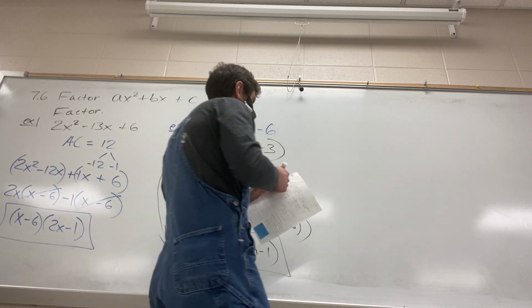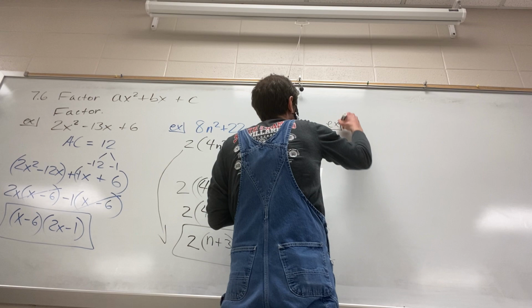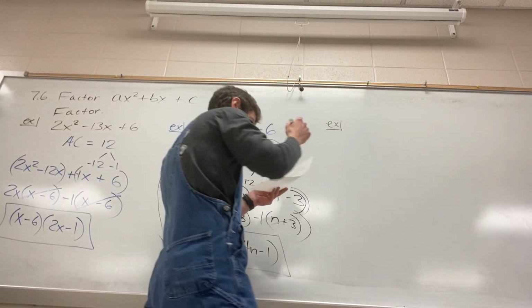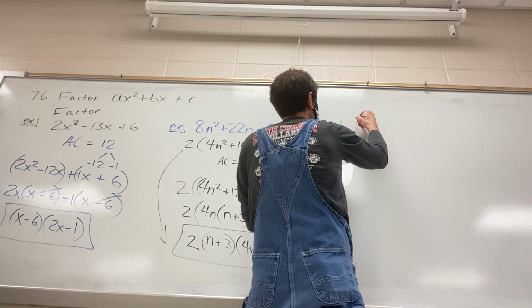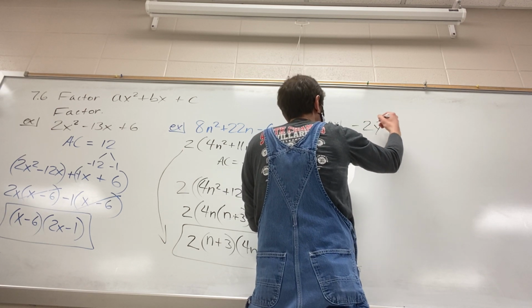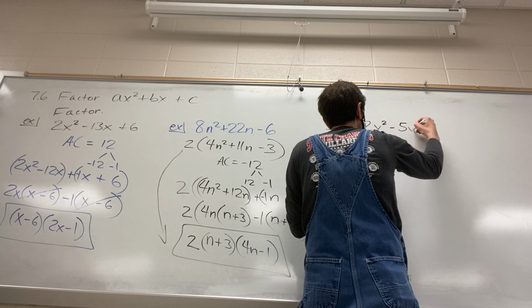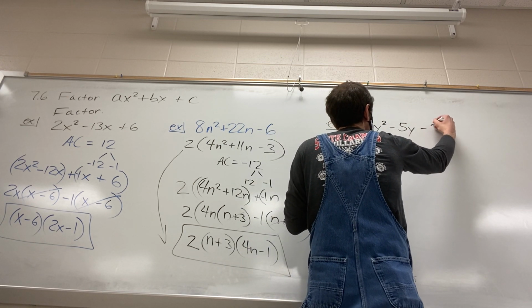Okay, well, let's keep going. Yeah, we're good. Check out this bad boy: negative 2y squared minus 5y minus 3.